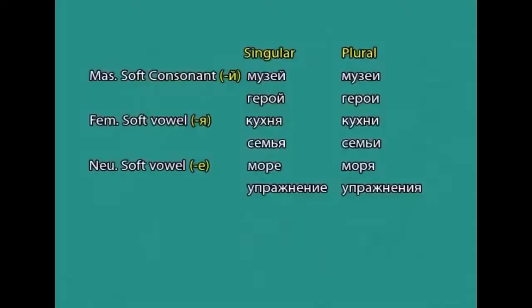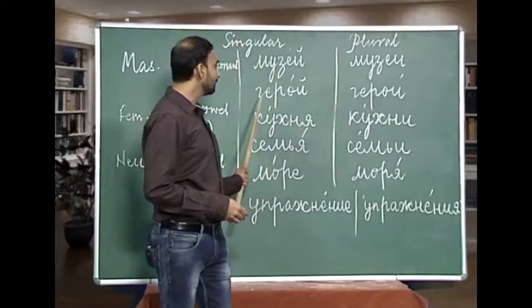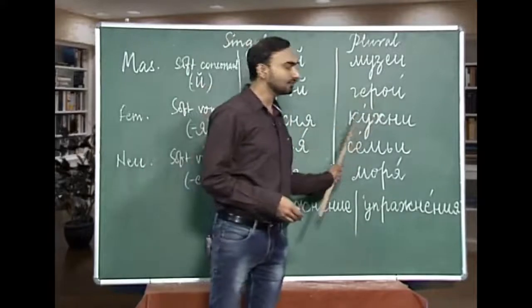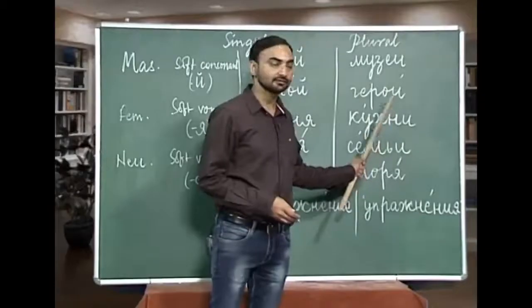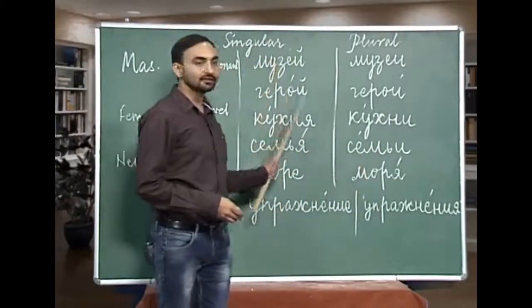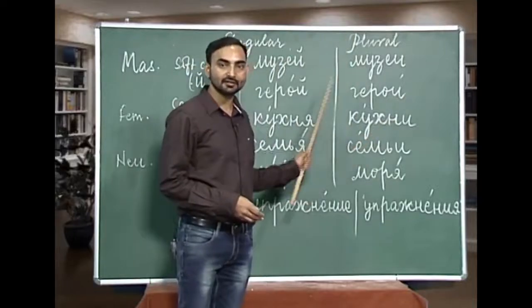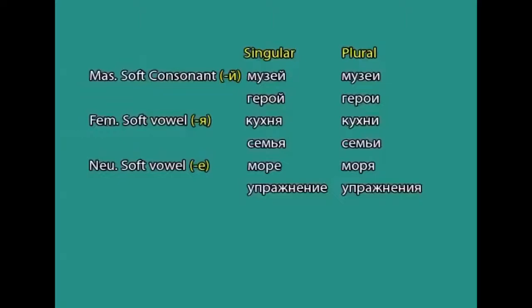So, what will be the plural of muzei? Muzei, but with soft E, not E kratkoe. The same way, what will be the plural of geroi? Again the same way, we will say geroi, again with soft vowel E. So, what we do is we replace E kratkoe with soft E, and that is how we make plural of masculine hard ending, sorry, soft ending nouns.